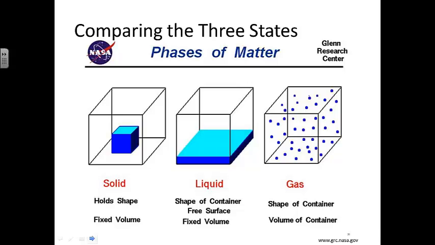So here we have a side-by-side comparison of our three states of matter: solid, liquid, and gas. As we can see, a solid holds its shape and has its own fixed volume. A liquid takes the shape of its container. It does have a free surface, meaning a surface that's not in contact with the container. That would be that top surface there. And it does have a fixed volume. Its volume is not changing. A gas, on the other hand, takes the shape of its container, also has the volume of its container, and does not have any free surface because on all sides it's contained by the container.